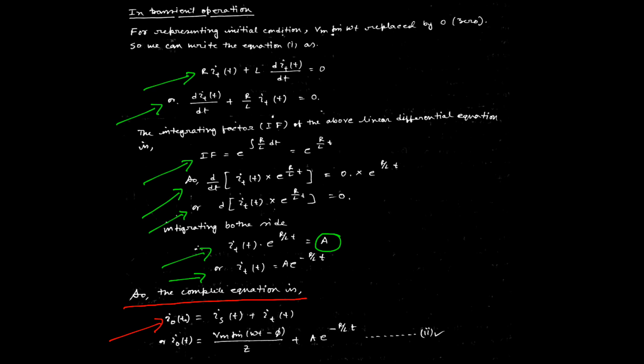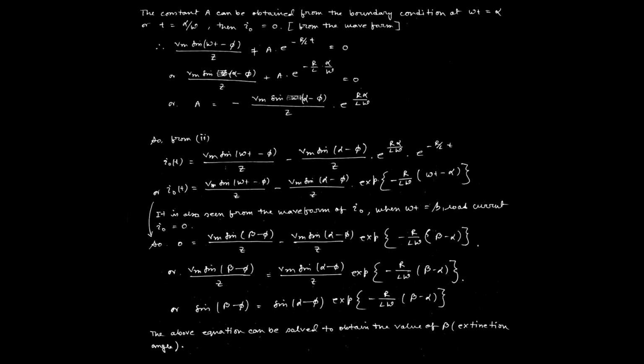Okay, now we are going to find out the integrating constant, that is A. First we should understand what the boundary condition is, and that should be taken from the waveforms. See, the constant A can be obtained from the boundary condition at omega t equal to alpha.